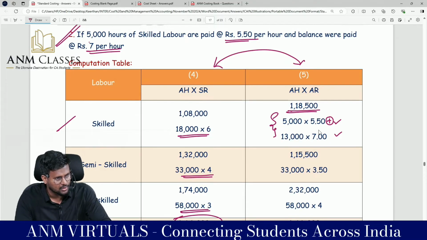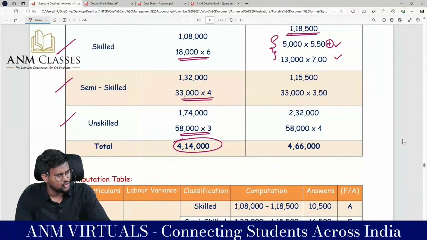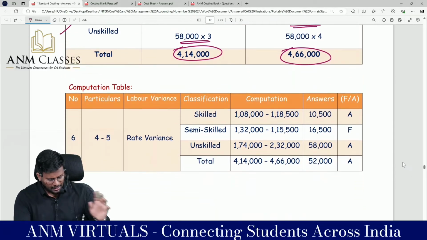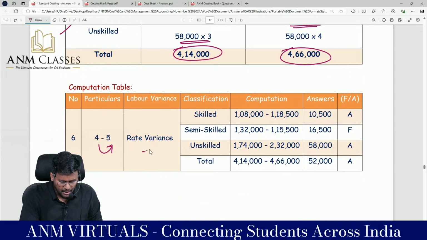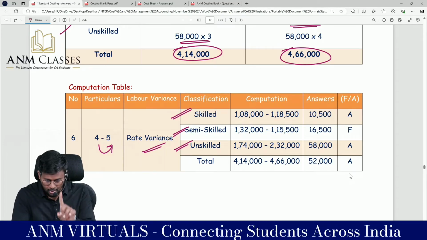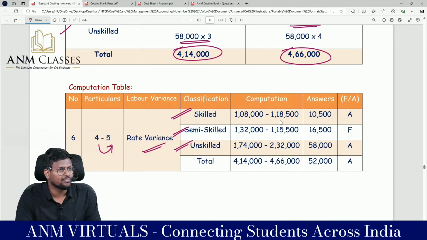So 5,000 into 5.5 plus 13,000 into 7 comes to 1,18,500. This figure has changed. All the other figures have no change. Same 1,15,500, 2,32,000 comes to 4 lakh. And sir, 4 minus 5 is the labor rate variance. You have to calculate skilled, semi-skilled, unskilled. When you are writing only the total, you will not get the mark because skilled has changed. Yes sir. So 1,08,000 minus 1,18,500 comes to 10,500.